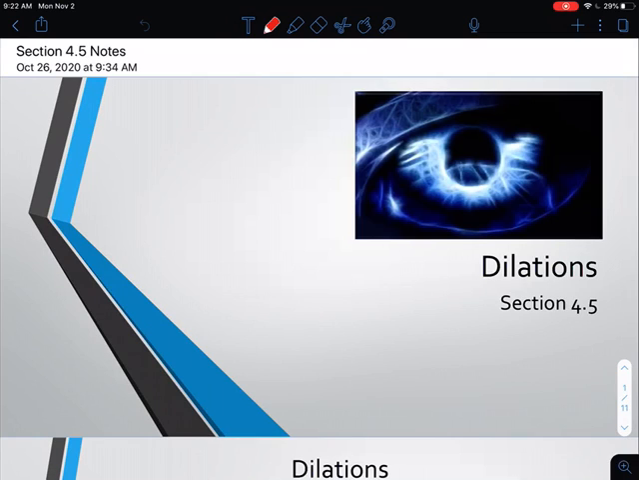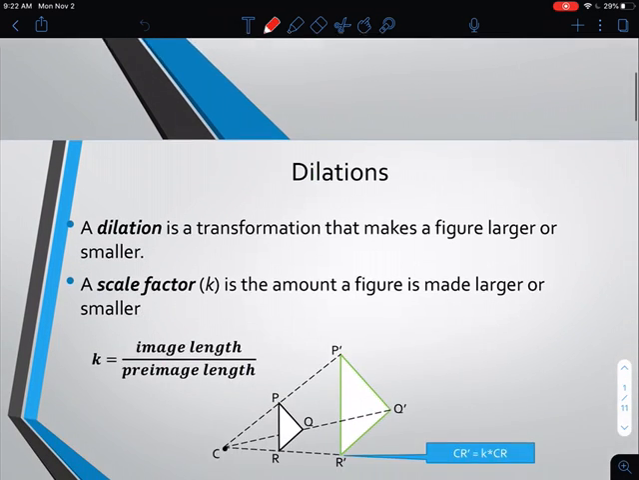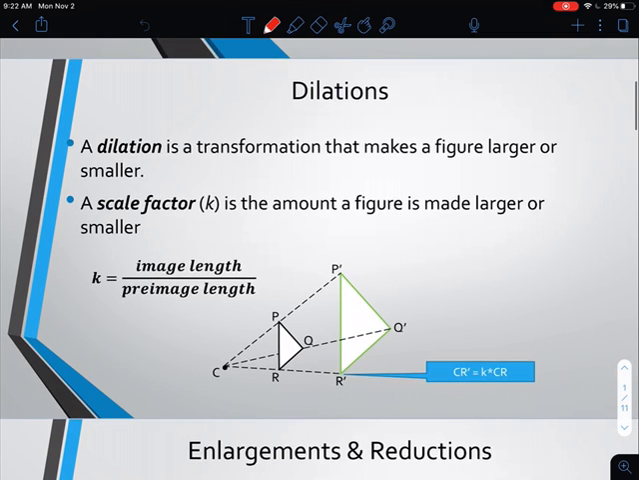The new type of transformation that we're going to talk about, dilations, is not a rigid motion because we're going to be changing the size of the object. So the first thing we need to discuss is what a dilation is. A dilation is a transformation that makes a figure larger or smaller. So we're actually going to take an object and make it bigger, or we're going to shrink it down.